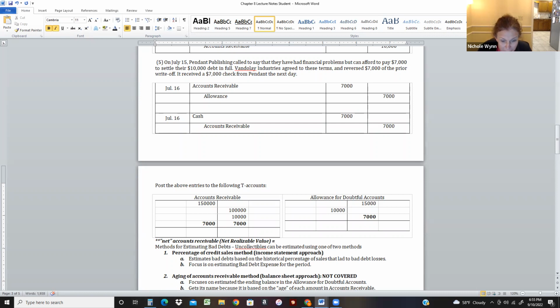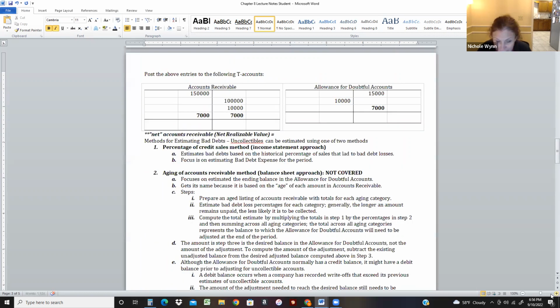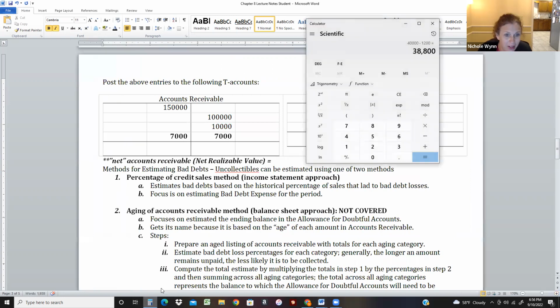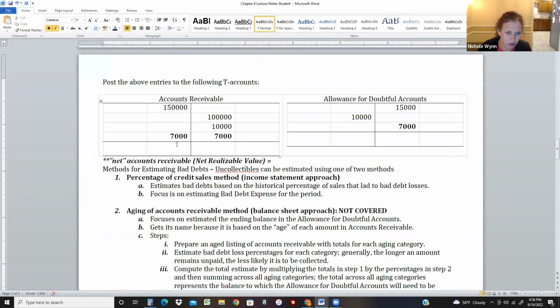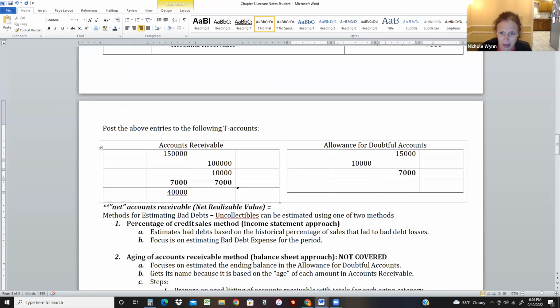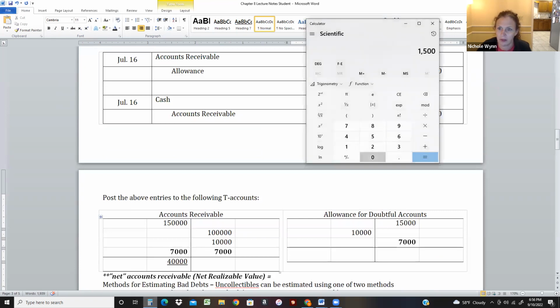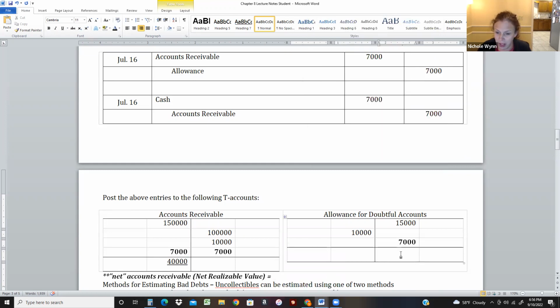To find that, we're going to find the balance in accounts receivable and the balance in allowance. And you're going to do that in the homework. So let's find the balance in accounts receivable: 150 and 7 minus 100 minus 10 minus 7. It looks like I have 40,000 sitting in accounts receivable right now. Double underline that. Over here, I had 15, but then I reduced it by 10, but then I increased it by 7. So I still have 12 in there. I'm still expecting a lot more bad debt to come in. Hopefully we have no more bad debt.